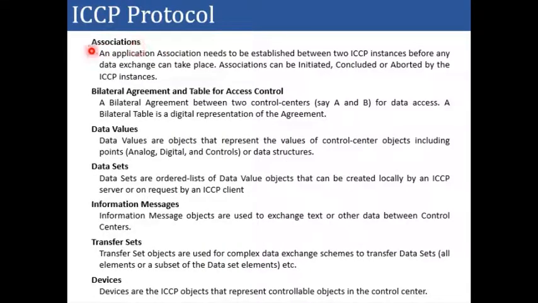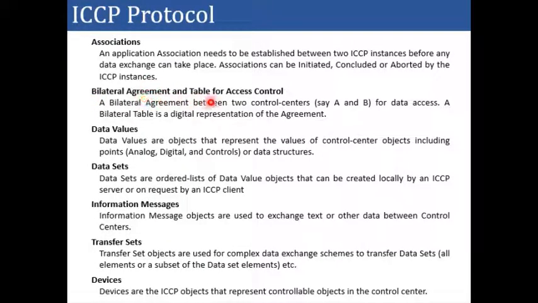So in ICCP protocol, we need the application association. So application association will help in establishing the connection between two ICCP instances before any data exchange takes place between two control centers. This association can be initiated, concluded, or aborted by the ICCP instances.